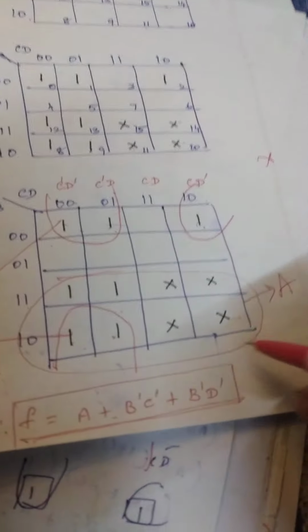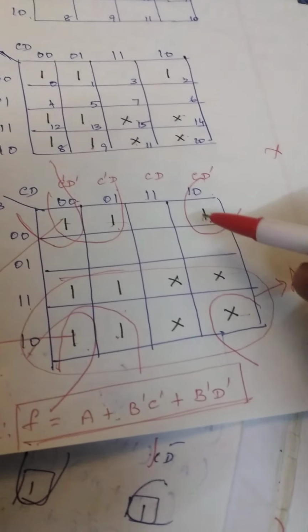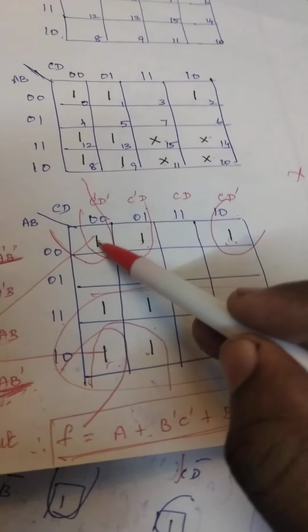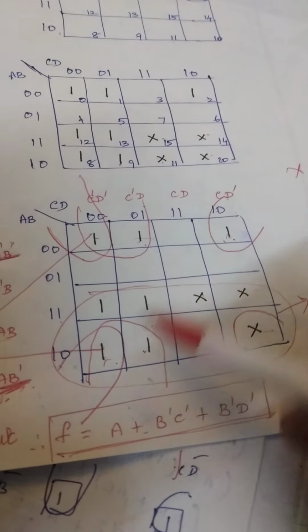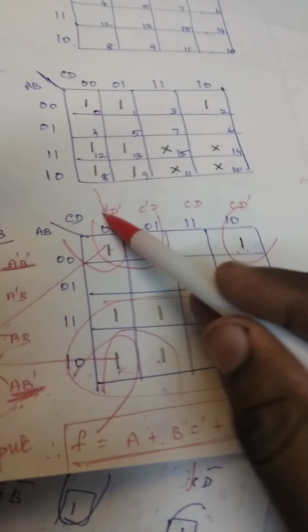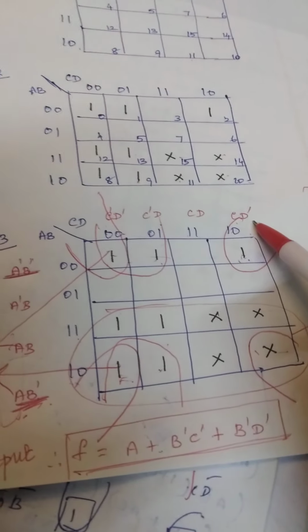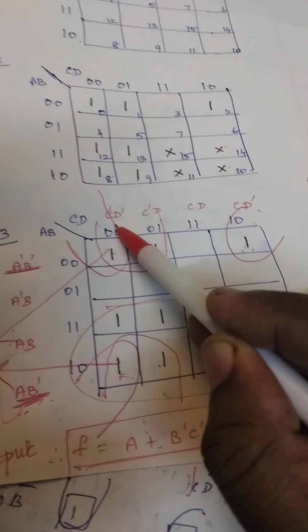Okay, next only one thing is left over. So how can we pair? Like this we can pair. This one, all four corners you can take. Now you consider all four corner values. First let's consider these two corners. This thing and this thing, which is common? D dash is common here, here also D dash, here also D dash.